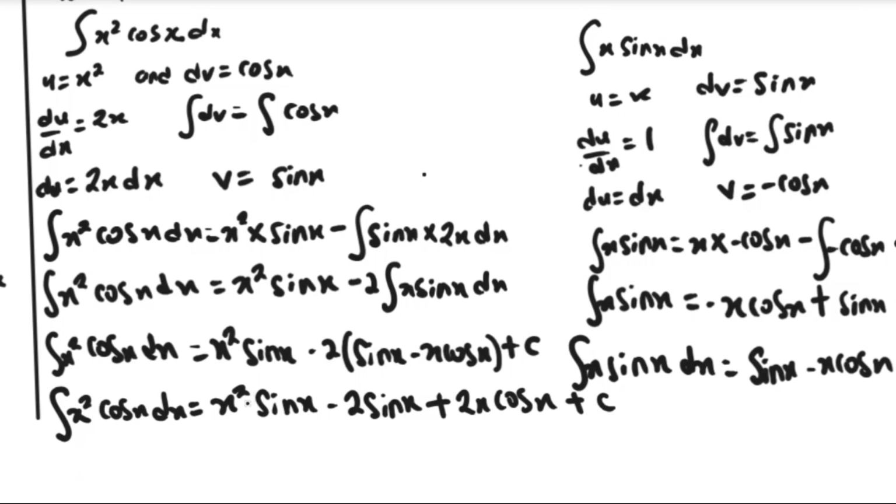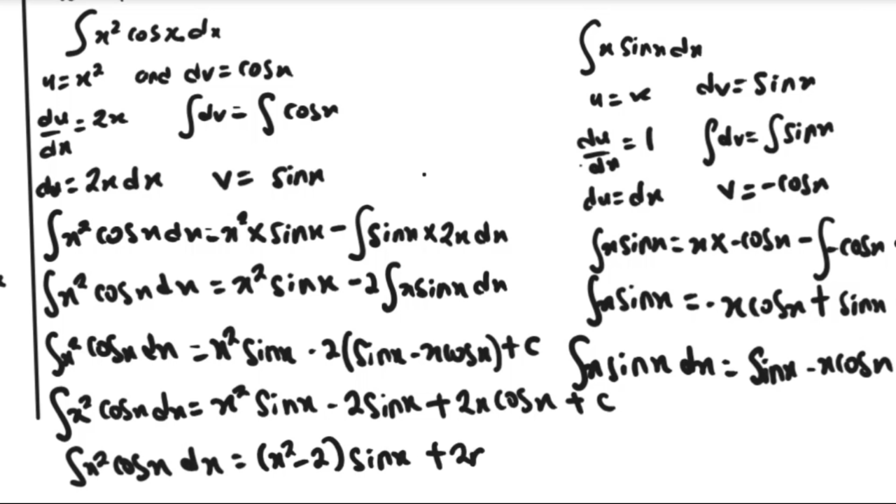You can still try solving this further. Integral x squared cos x dx will give us, we can factorize sine x out here. So we are going to have x squared minus 2 sine x plus 2x cos x plus an arbitrary constant c. Okay, and so that's the final answer.